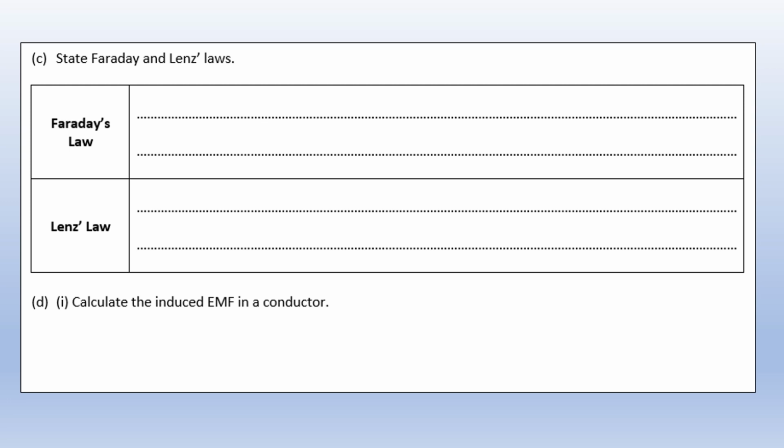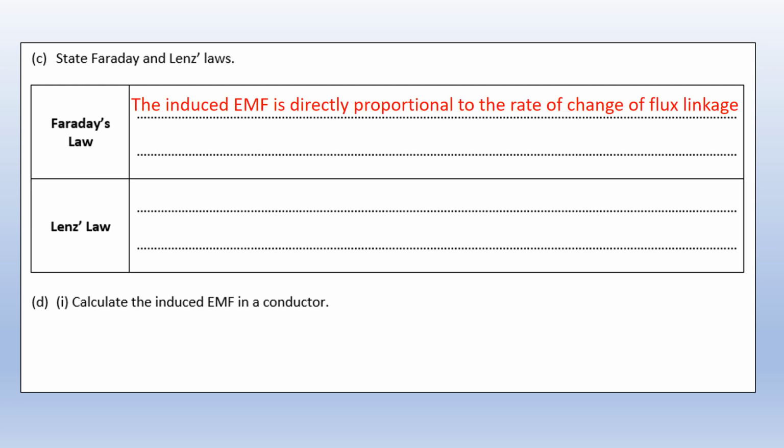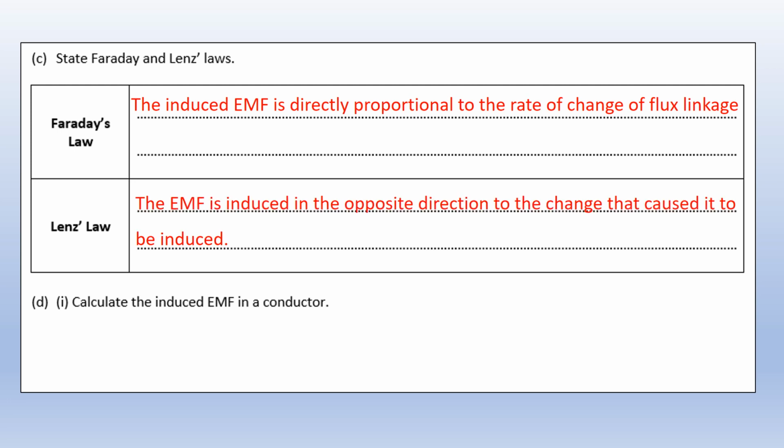So then, in terms of induction, we have two laws that essentially govern it. We have Faraday's law, which tells us the induced EMF is directly proportional to the rate of change of flux linkage. And we have Lenz's law that tells us about the direction of the induced EMF, and that it's induced in the opposite direction to the change that caused it to be induced. So it essentially opposes the thing that's creating it.